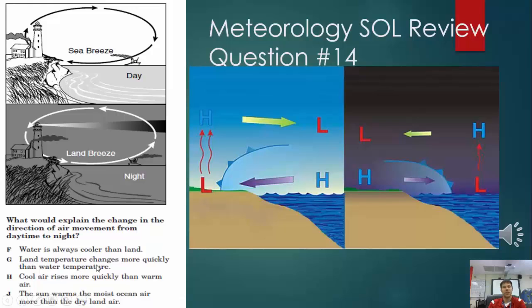The land temperatures change more quickly than the water temperatures, because the land is nice and hot during the day when the sun's hitting it, but cool at night when the sun is no longer hitting it, and our ocean has a more stable temperature.